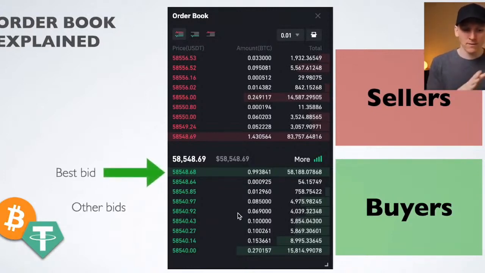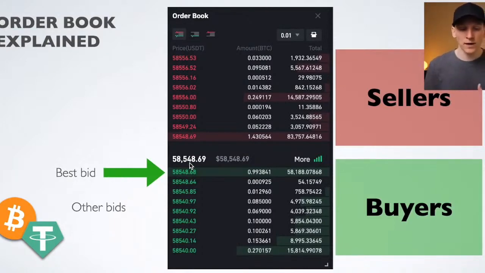Here is the best bid. This means this is the highest bidder. So the person who is willing to pay the most for Bitcoin obviously is the one that buys it before everyone else. And we can see that the best buyer right here is willing to pay $58,548.68 US dollars per Bitcoin.